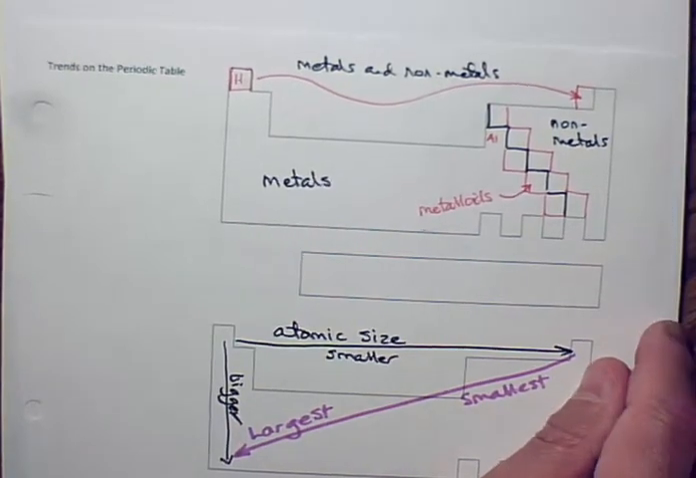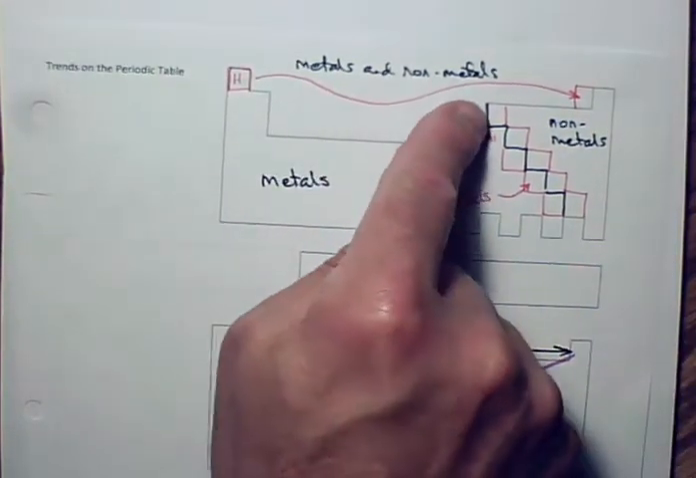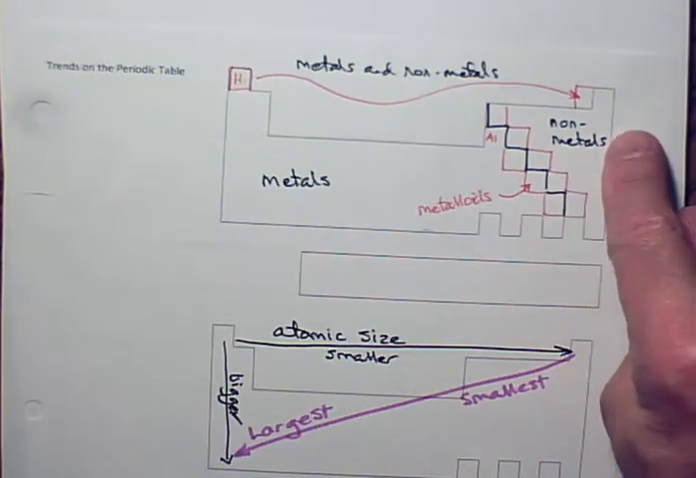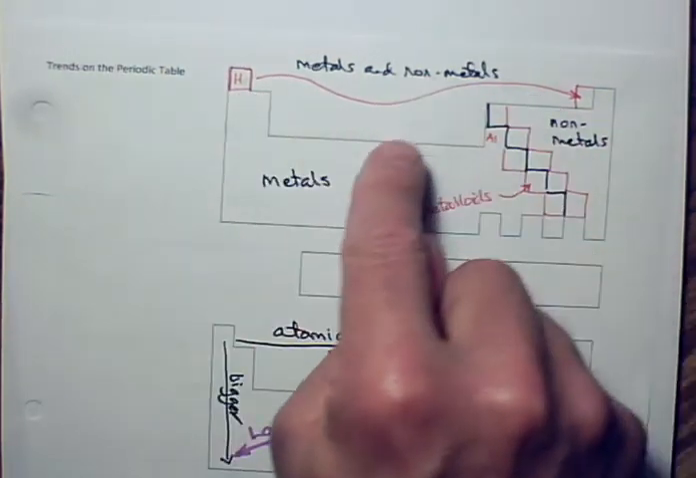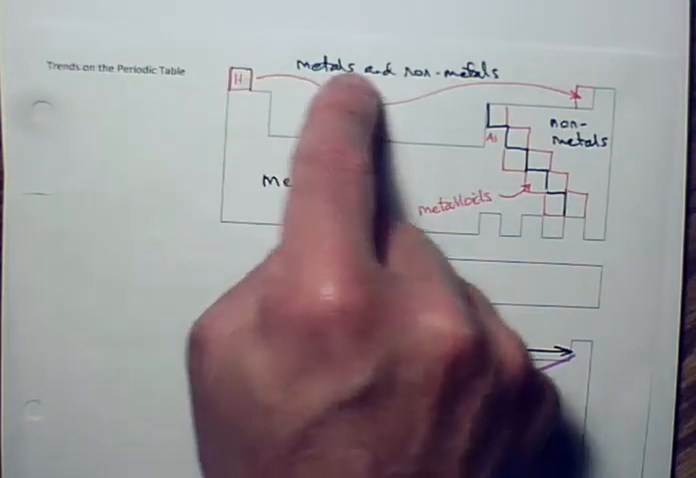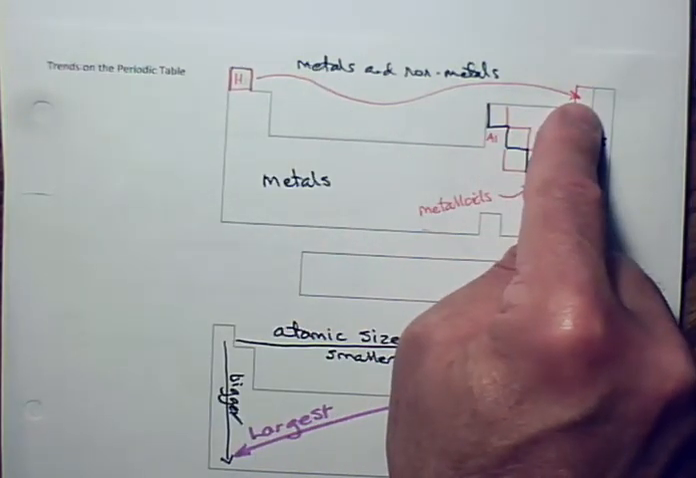So here's our metal and non-metal regions. Metals are everything over here on the left side of this stair step. Non-metals are everything on the right side of the stair step, but including hydrogen. Hydrogen is not a metal. It doesn't belong over here when we're talking about metals and non-metals. It belongs over there.